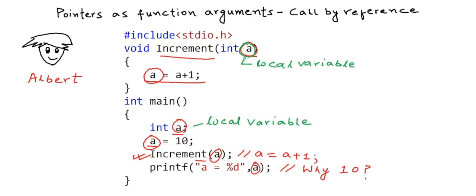The a in the function increment is another a. When main calls the method increment and passes this a as argument to the function, then only the value of a is copied to this another a, which is another variable local to the increment function. So what I'll do is I'll do a couple of modifications in this code to show you a better picture.